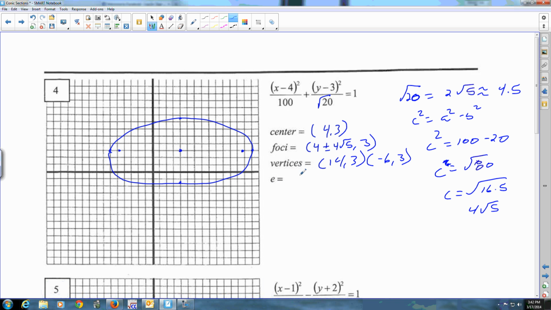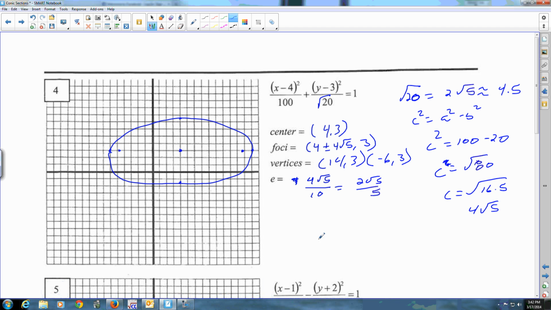All right. The eccentricity is c over a, so it's equal to 4 square roots of 5 over a, which is 10. So that's going to be 2 square roots of 5 over 5.